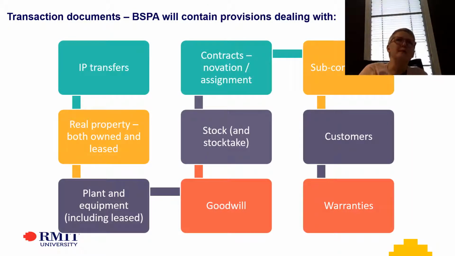So with a business sale and purchase agreement, we are regularly seeing these kinds of provisions. So transfers of IP, real property, both own and lease, plant and equipment, which also might relate to lease. So everywhere there's a contract, we might be looking at an assignment or a novation or a new contract. Undertaking a stock take, and clearly all of that feeds into ultimately the warranties.